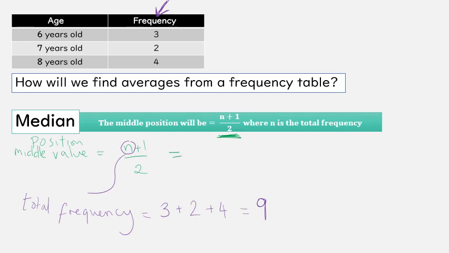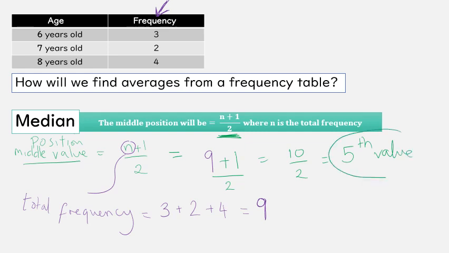Now we can carry on here. We know what the total frequency is. We know what n is. We worked it out to be 9. And we find the middle position by doing n plus 1, so 9 plus 1 divided by 2. 9 plus 1 is 10, and I've got to divide that by 2. So I've got to find the 5th value. That is where the median is going to be. It's going to be the 5th value.